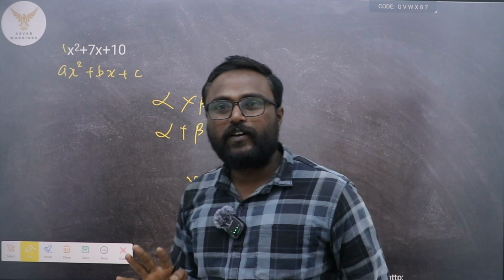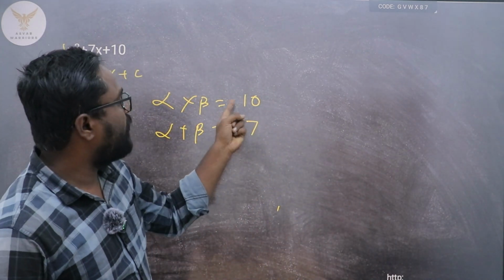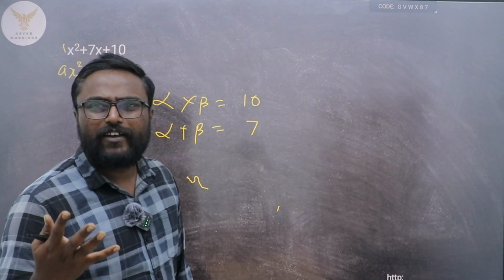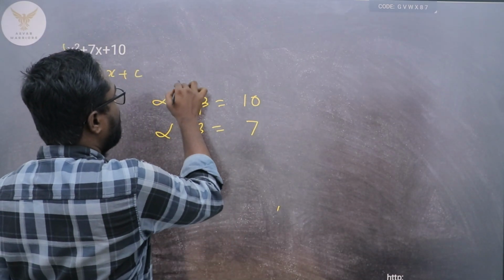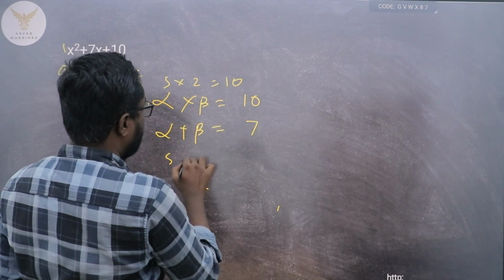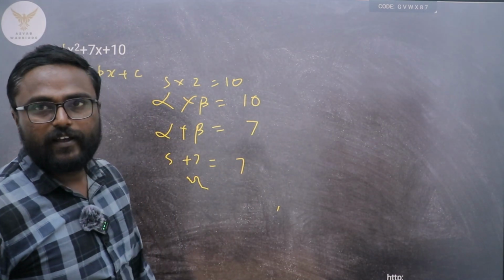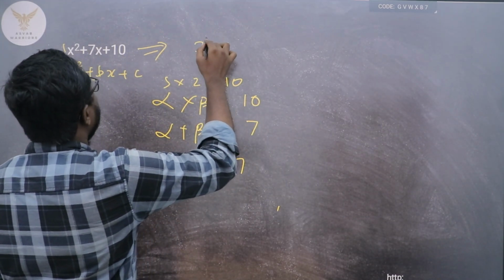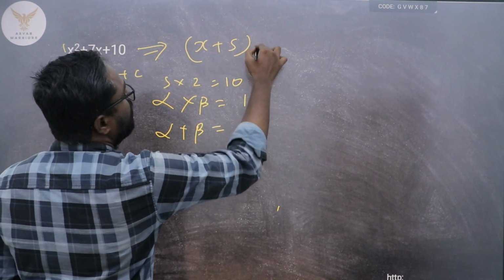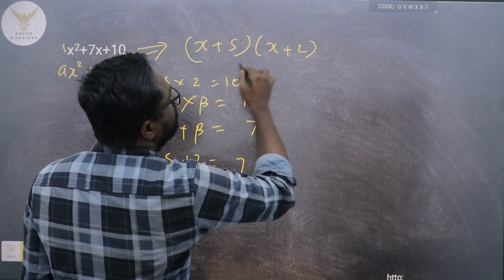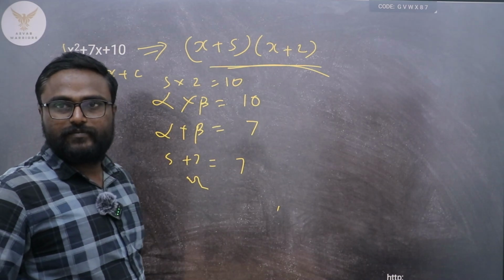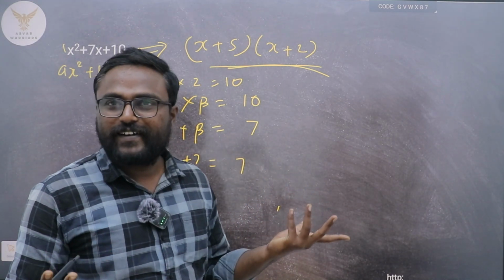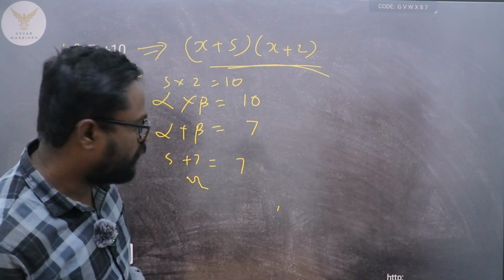So two such numbers: when multiplied you get 10, when added you get 7. Those two numbers are 5 and 2. 5 times 2 is 10, 5 plus 2 is 7. Okay, so you got those two numbers. So the answer to this question will be very simple: x plus 5, x plus 2. That's it. You just need to find these two numbers and you have factorized it. I hope you understood it.